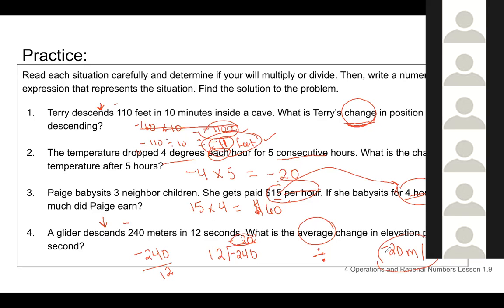Oh, that's what that line means? Per? Absolutely, yep. So like I can write $15 per hour. The speed limit is 55 miles per hour. It means per, it means division, our fraction bar. That slash does a lot of things.